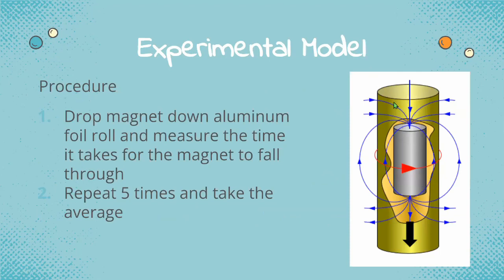In our experimental model, we were supposed to drop a magnet down the aluminum foil and measure the time it takes for the magnet to fall through. We were supposed to repeat that experiment 5 times and take the average for our measured time. This is the foil and this is the magnet.